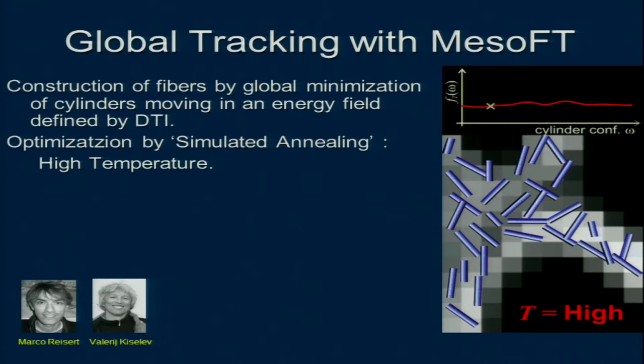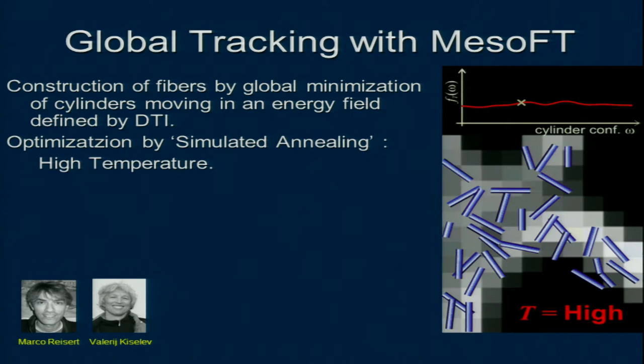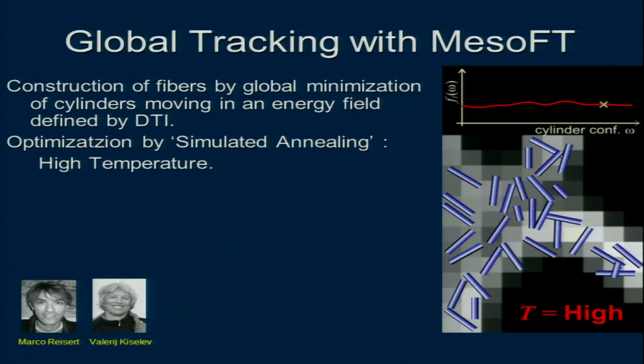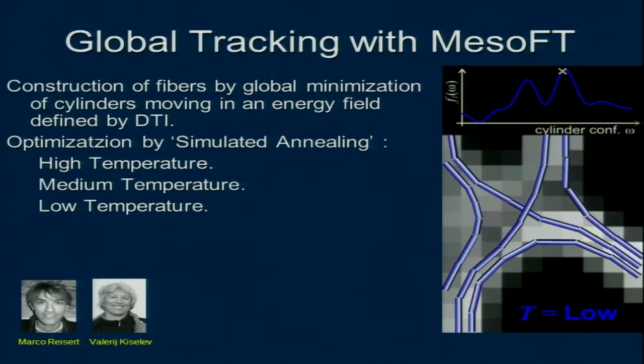I've condensed basically what could be a 1 hour talk into this one slide here, summarizing the work of Marco Reisert and Valerie Kiselev. So basically, the machine which is driving the global tracking is an optimization procedure. It's not quite simulated annealing, but it's somewhat related. Starting off with short chunks of disjunct fibers, which are boiling around on an energy surface defined by our measurement, and then having these sticks sticking to each other and eventually cooling the system down, we reach a low temperature region where not much is moving anymore, and we get connected fibers.